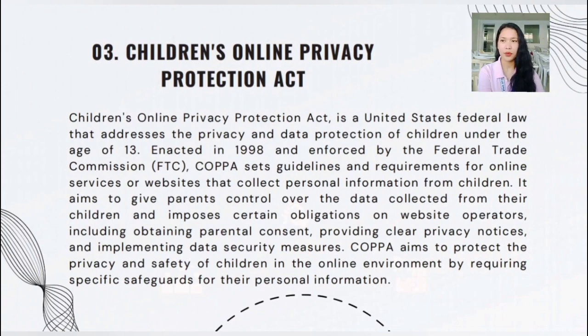The Children's Online Privacy Protection Act is a United States federal law that addresses the privacy and data protection of children under the age of 13. Enacted in 1998 and enforced by the Federal Trade Commission, or FTC, COPPA sets guidelines and requirements for online services or websites that collect personal information from children.